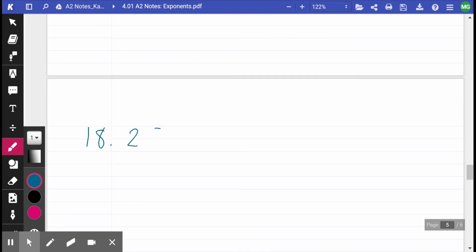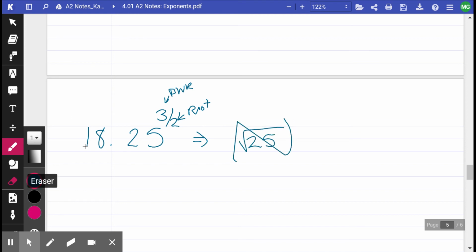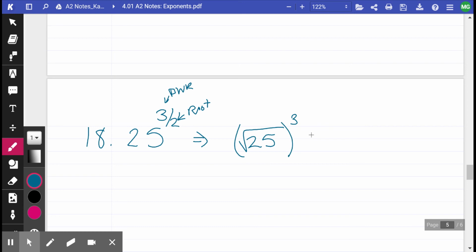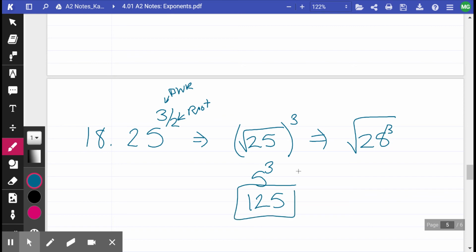So if I had 25 to the 3/2 power, the 3 is my power, the 2 is the denominator, that's my root. Power over root, power over root. So this would be the square root, the 2nd root of 25, raised to the 3rd power. And it actually is the same as if you had done 25 to the 3rd power and then take the square root. That'll give you the same answer. But that's just harder for us to do in our heads. So I'm going to take the square root of 25 as 5 and cube it, and that would give me 125.